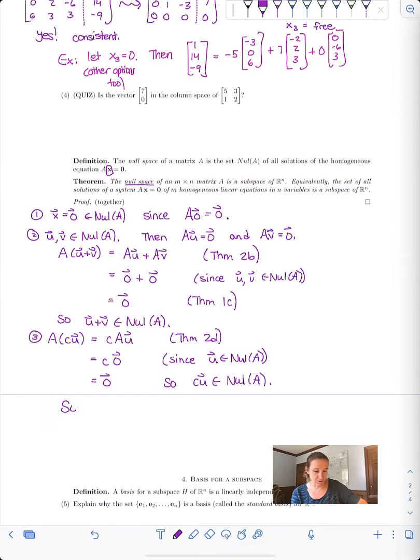So now we know that the null space of any matrix is in fact a subspace of, and here we have to be careful, since it's the solutions, it's the input, so it's in R to the number of columns of A.